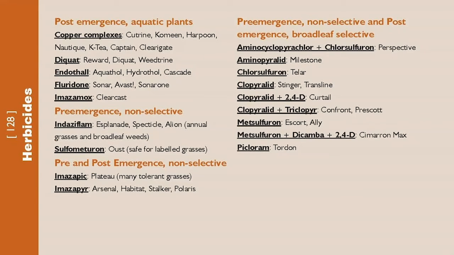Then we have pre-emergence. Again, this is going to control the plants as they're just starting to sprout. And these are non-selective. And we have pre and post-emergence. So this is one of the combo products. And here's another combo product. The other combo products are non-selective for pre-emergent, but post-emergent broadly selective herbicides.